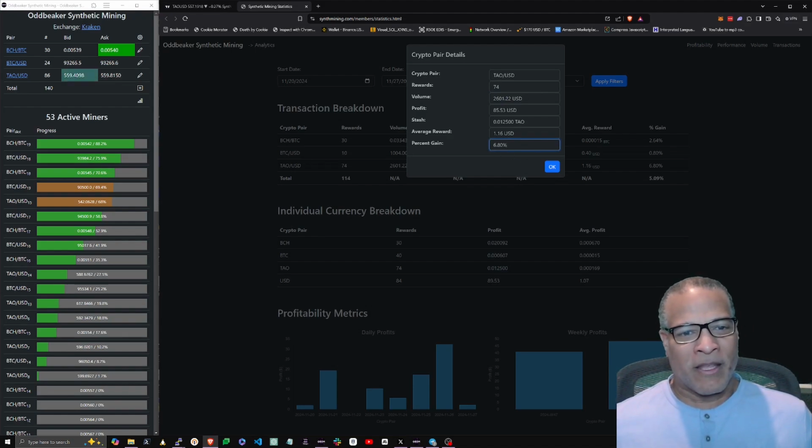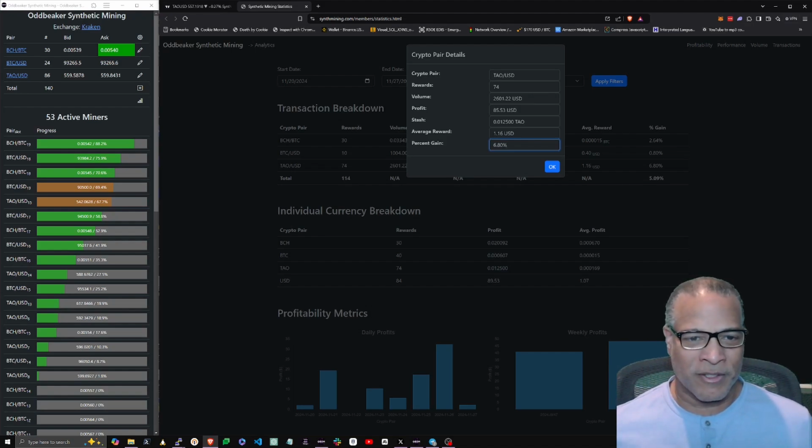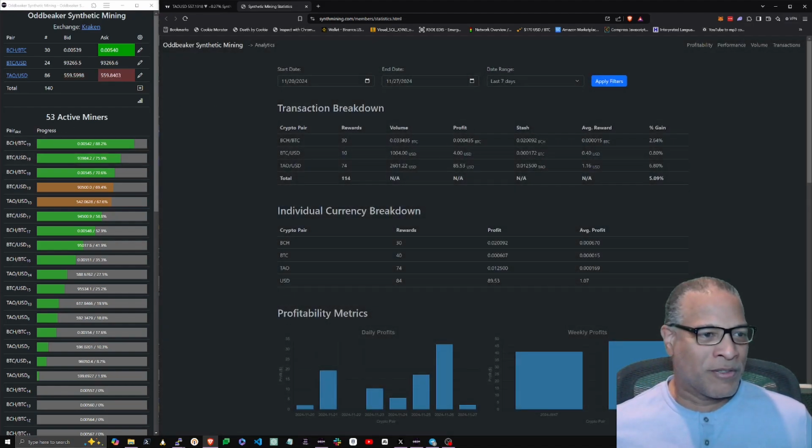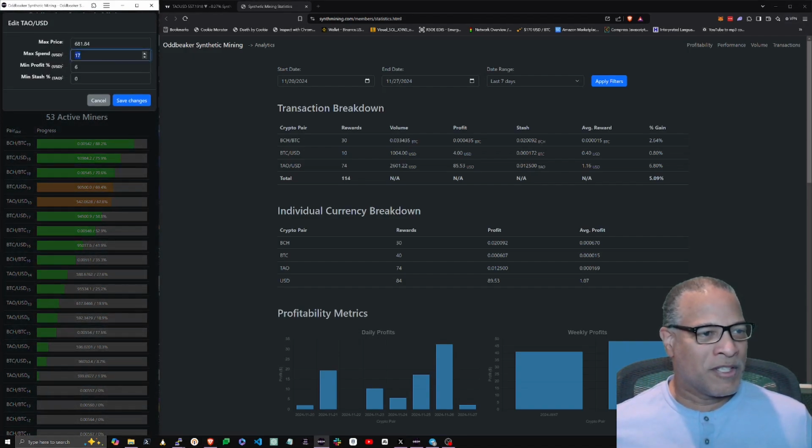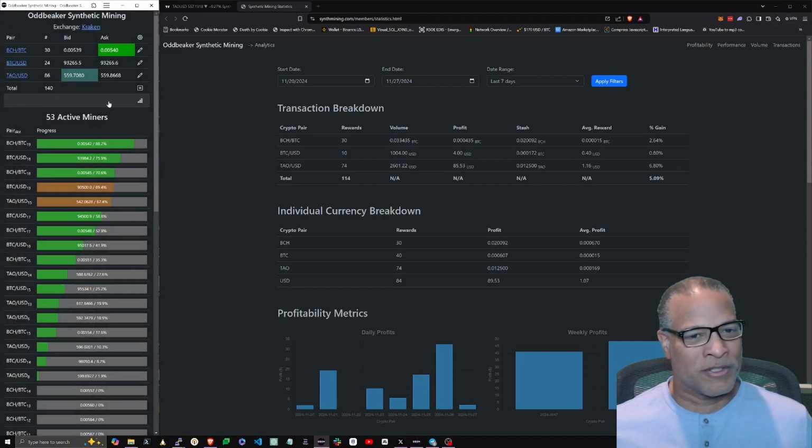Now get this: if you signed up for Oddbeaker synthetic mining, the level 1 subscription, which is just under $20 a month, which gives you access to trade 1 crypto pair, and if you started a week ago and you put it on TAO USD with us, let's go back here and click here. A $17 spend on TAO USD.